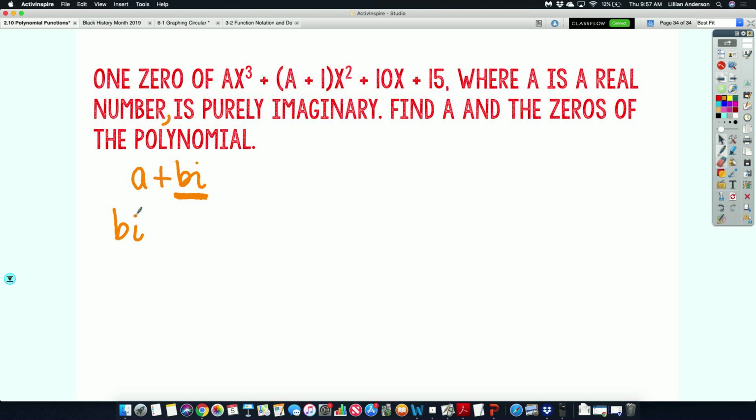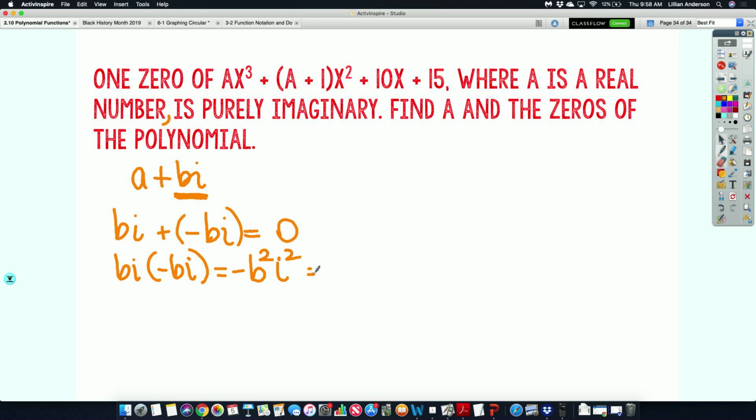So one root is bi, the other root is what? Remember, you can always find a quadratic from two roots by doing what? Adding and multiplying. So when I add them, what do you get? 0. So that means that 0 is equal to negative b over a. What about when I multiply them? What do you get? Negative b squared and i squared, which is positive b squared. So that's equal to c over a. So what's the quadratic? x squared plus b squared.